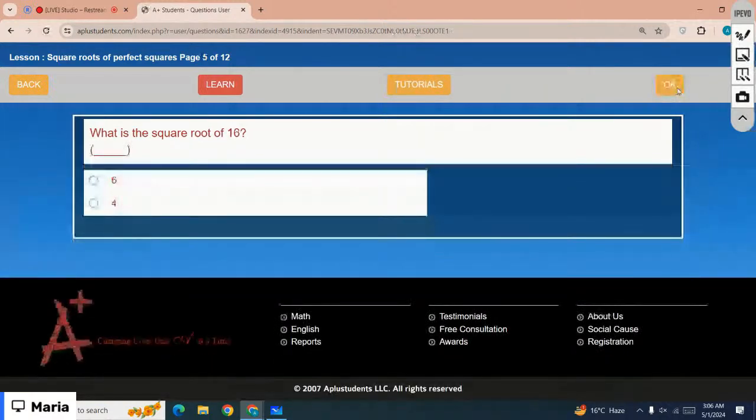The next one is: what is the square root of 16? Which is the correct option? The correct option is 4. Square root of 16 equals 4. 4 times 4 makes 16. Got it?